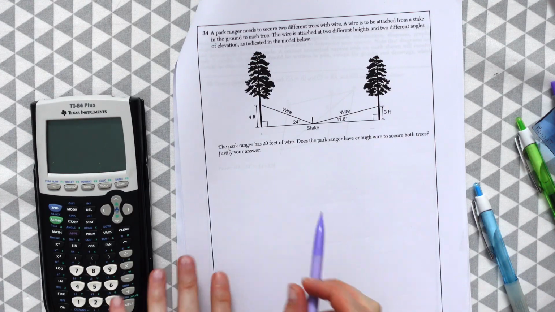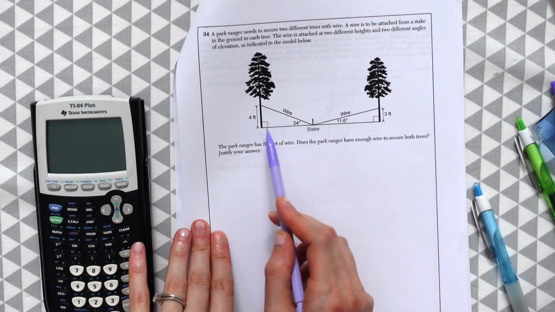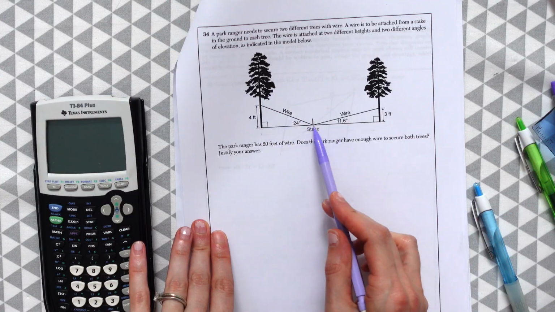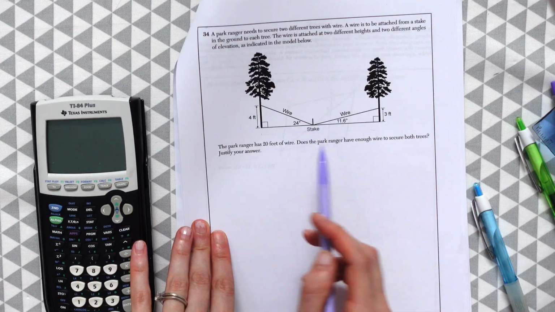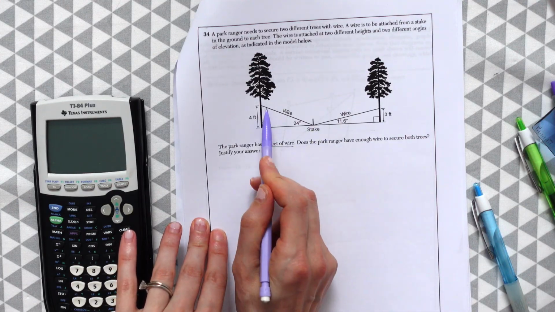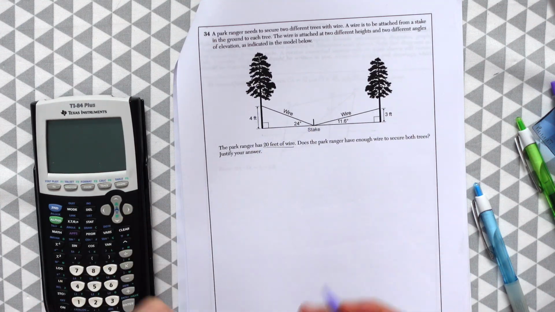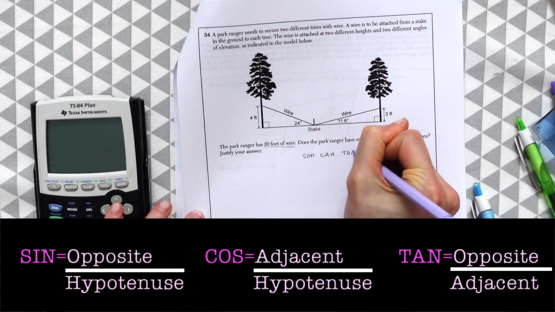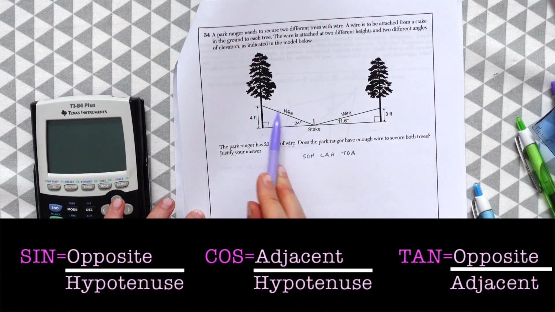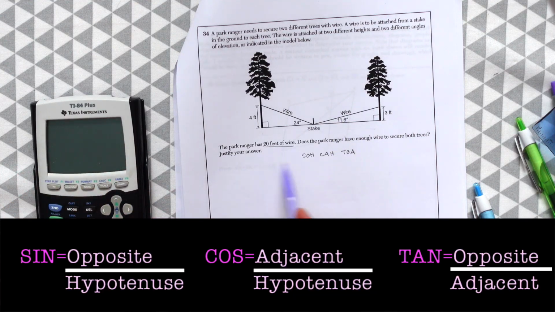Justify your answer. So if you look at where the wire is, it's the hypotenuse of each of these triangles, right? There's a right triangle here and a right triangle here formed by the 2 trees and the stake in the middle. So we want to make sure that there's enough wire, and that wire is formed by the hypotenuse of each triangle. So what we're going to have to do here is use SOHCAHTOA 2 times, once on each triangle, to find the value of the hypotenuse, and then add the 2 values together to see if there's enough wire for 20 feet of wire, which is what he has.